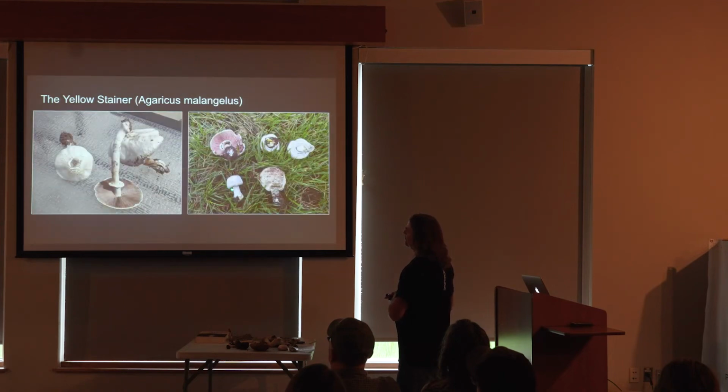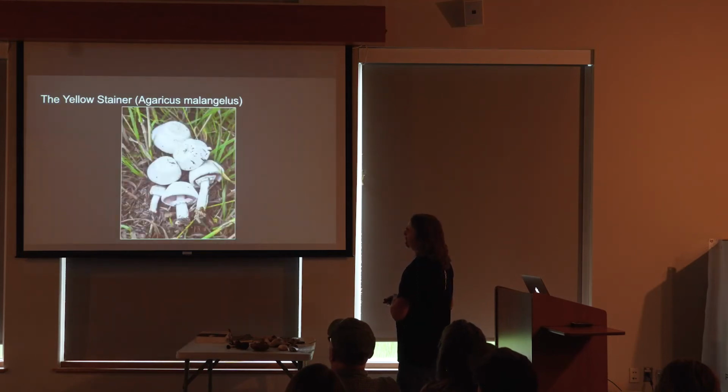And then when they're young, you get this certain shape. It looks like a marshmallow, but a little bit more deformed. And then here's another one. This is from Palmer Park.